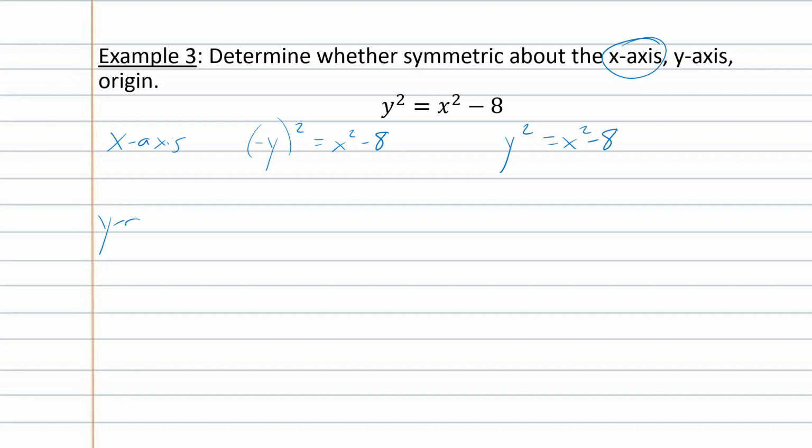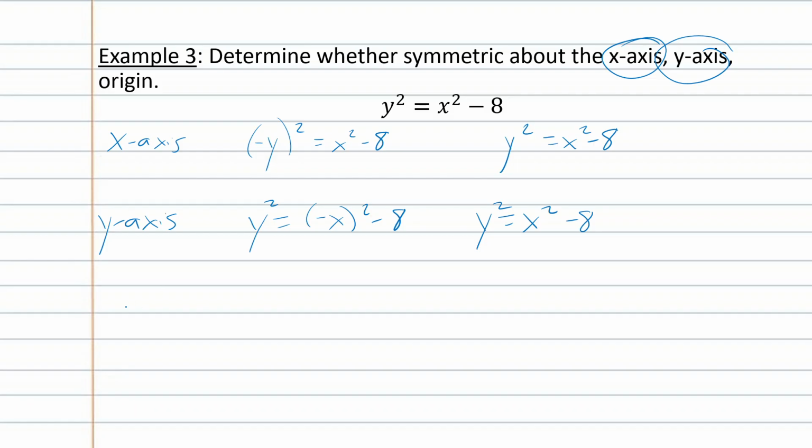So hey, we are symmetric about the x-axis. Let's try the y-axis. Alright, for the y-axis we're going to want to replace x with negative x and simplify. Negative x squared does simplify down to x squared. Looking at y squared equals x squared minus 8, it does simplify back down to the original, so it's symmetric with respect to the y-axis also.